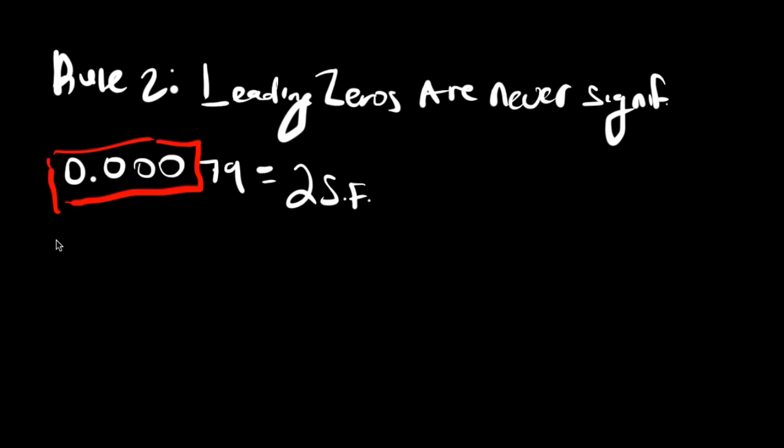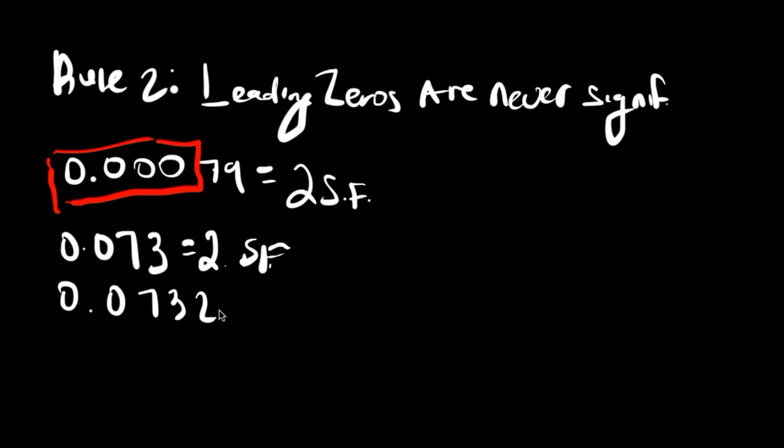Okay, another one: 0.73, just something random. This again would be 2 significant figures. Okay, 0.07321. How many this time? You said 4, you're right. These are really basic. It takes memorization, but I wouldn't make this hard.